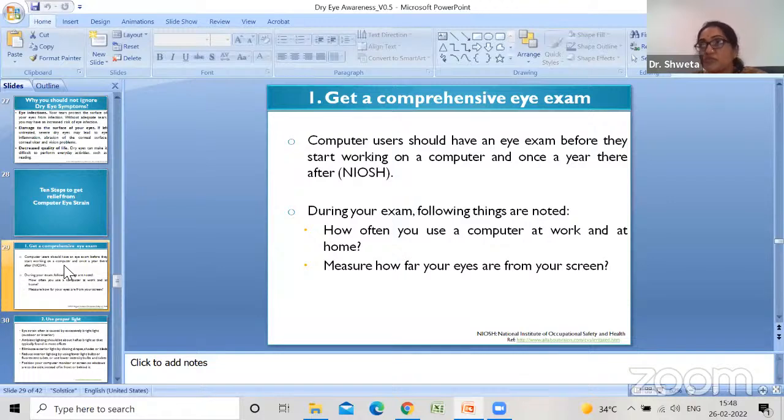So if any person is using the computer screen very frequently for any purpose, that is for study or work, then it is better that they should get an eye examination either before starting this job, or if they are frequent users, then regular checkups, say once a year or once in 6 months, depending on how much screen they use per day. So it depends on how many hours of screen time you have per day, and how you use that screen.